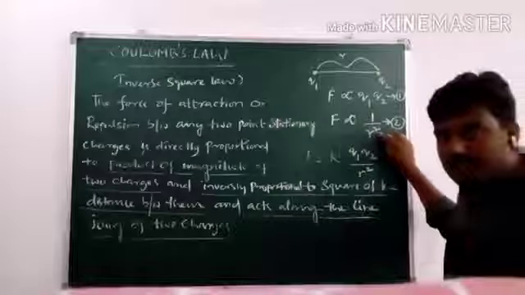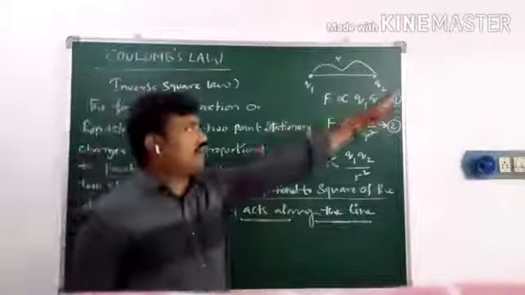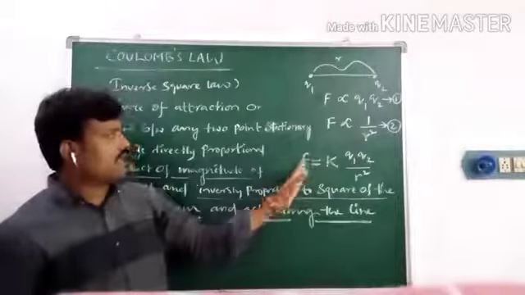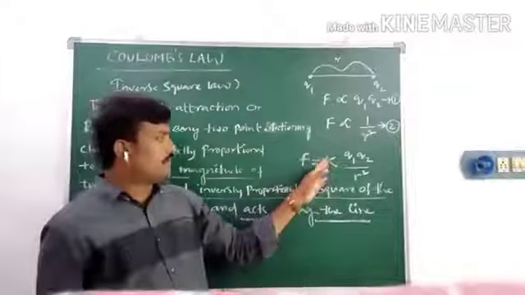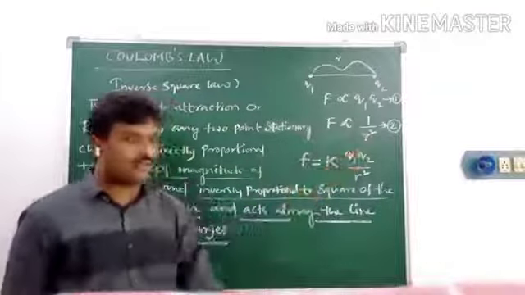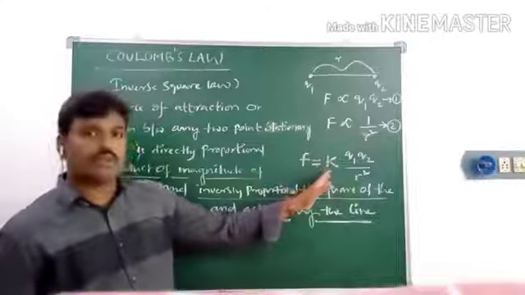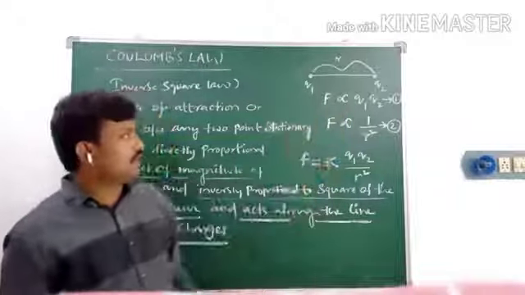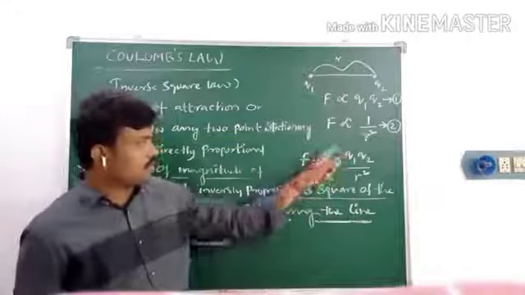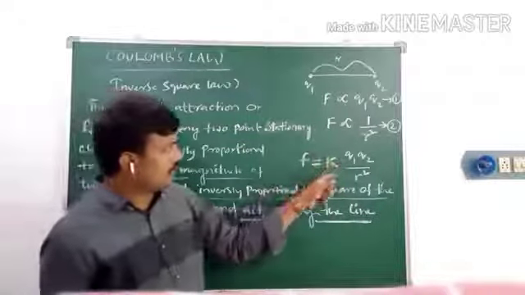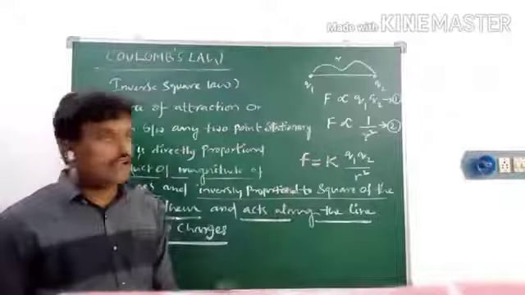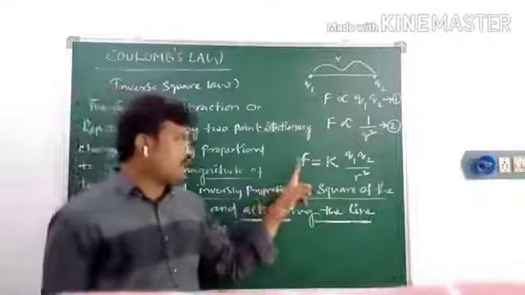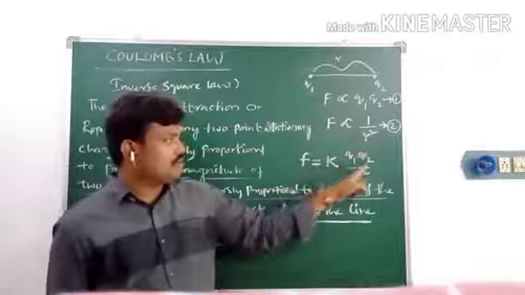So after writing these two equations, from these two equations we can write directly F is equals to some k into q1 q2 by r square. Here k is called the proportionality constant. Why? Because we are going to remove the proportionality symbol here. So then we have to introduce one proportionality constant, and later we are going to write the experimental value of k also. So finally we arrive at the equation F is equals to k into q1 q2 by r square.